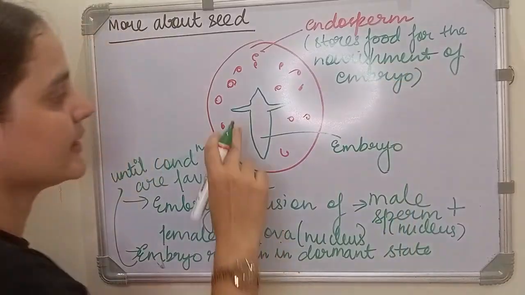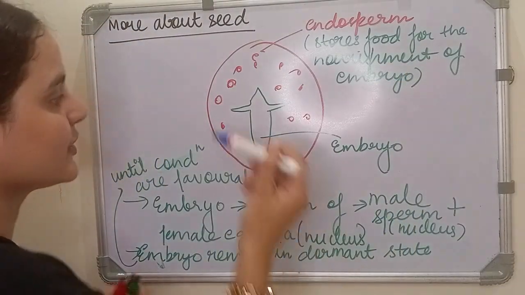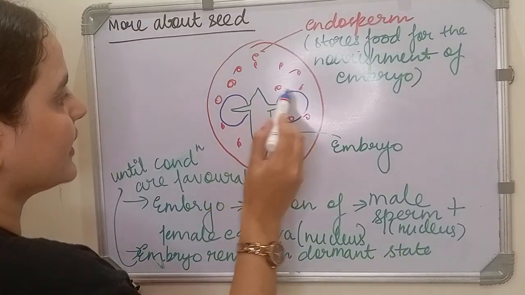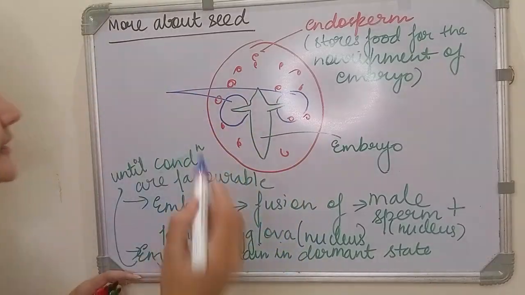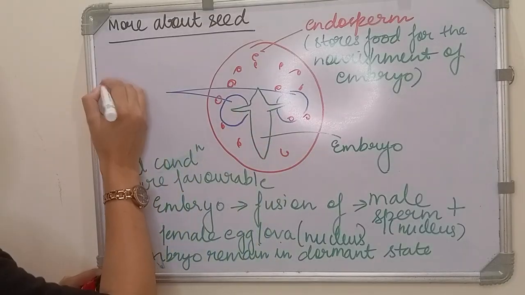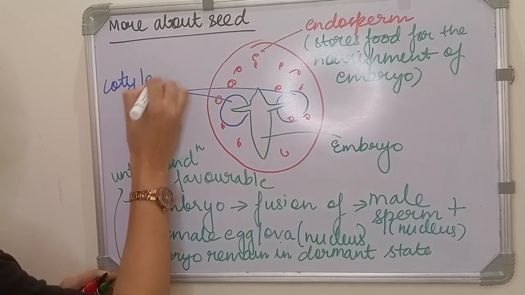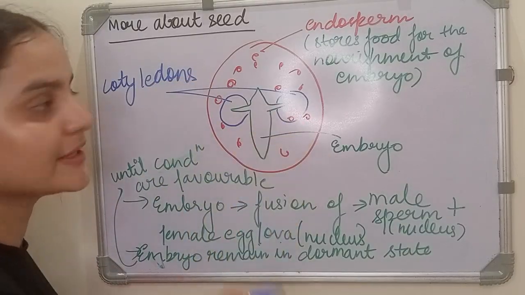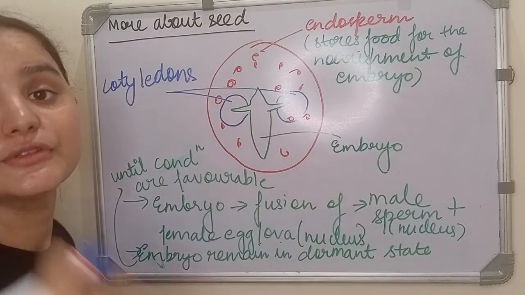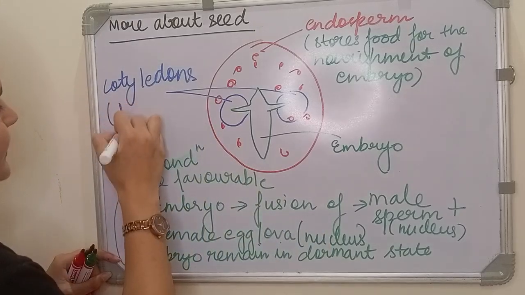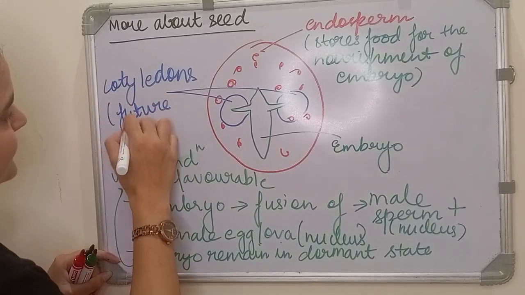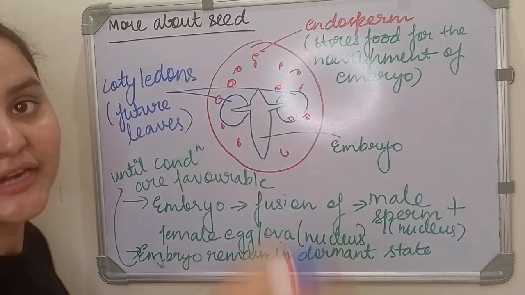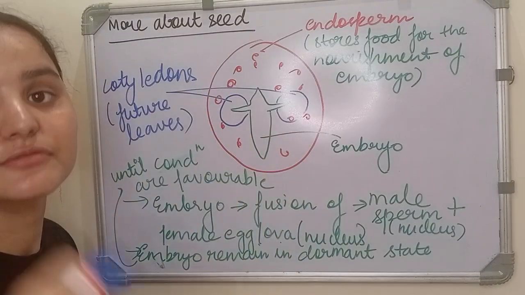Okay, now this embryo has two special characters which are known as cotyledons. In this, two cotyledons I have shown. These are cotyledons. They also provide food to the embryo and they also form the future leaves. So these cotyledons are the future leaves. When the embryo will come out of the seed and try to grow, these cotyledons will form leaves.